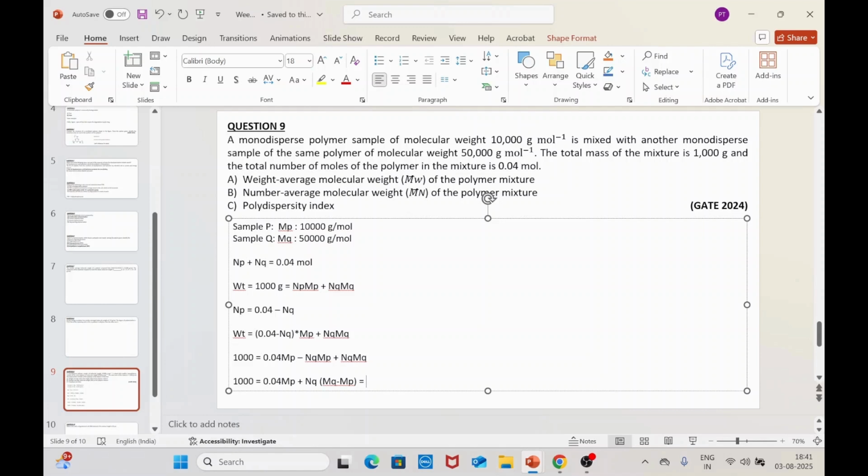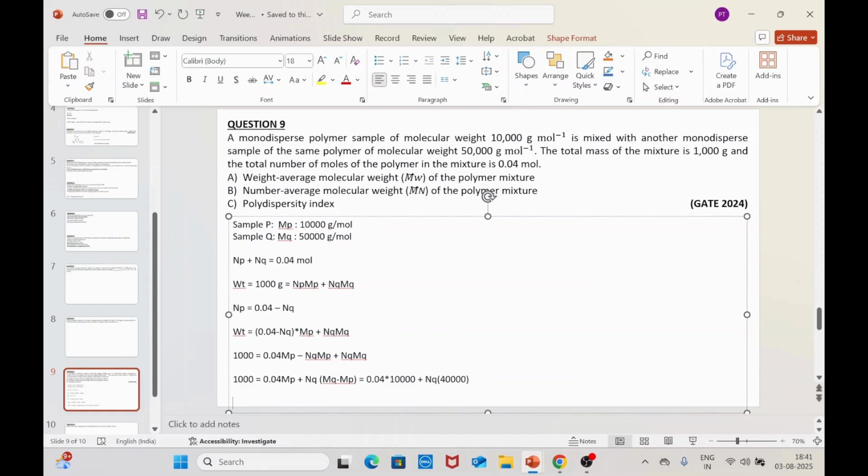So what will be that? It was nothing but 0.04 times MP, that is 10,000, plus NQ, which we need to find out, times MQ minus MP. 50,000 minus 10,000, that is 40,000. So what will be the value of NQ? Has anyone calculated this value?